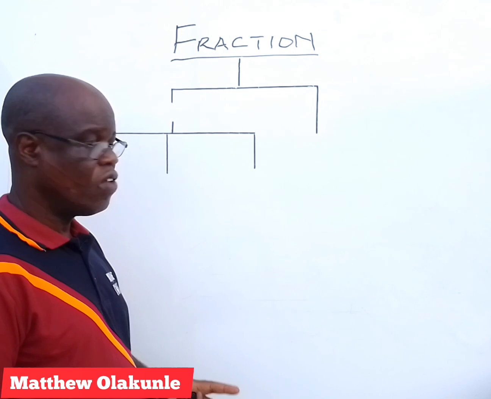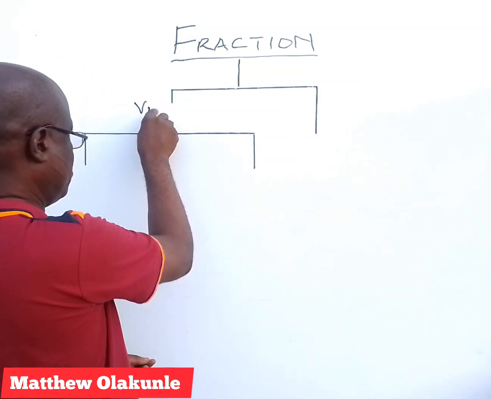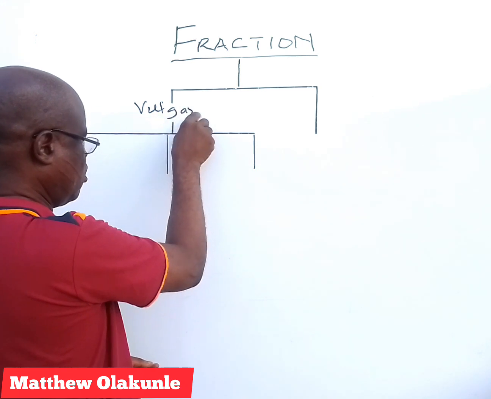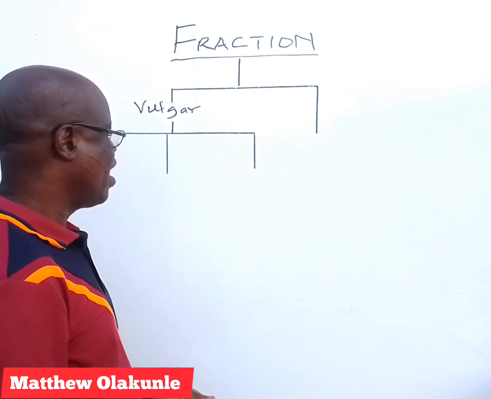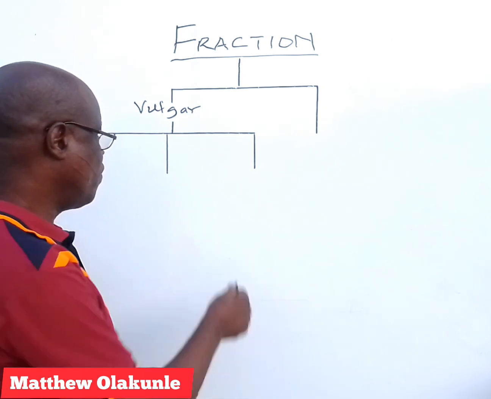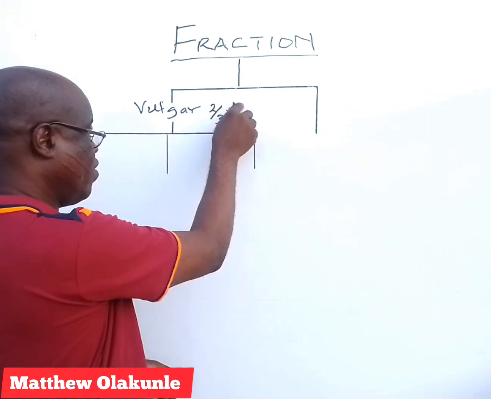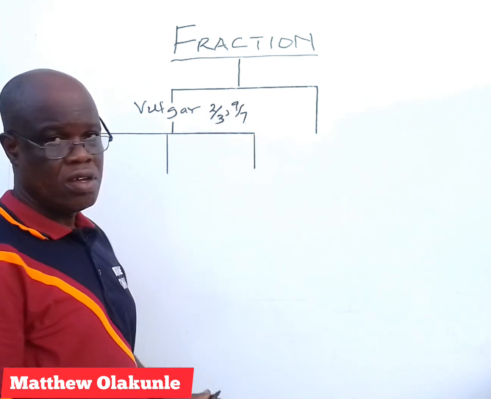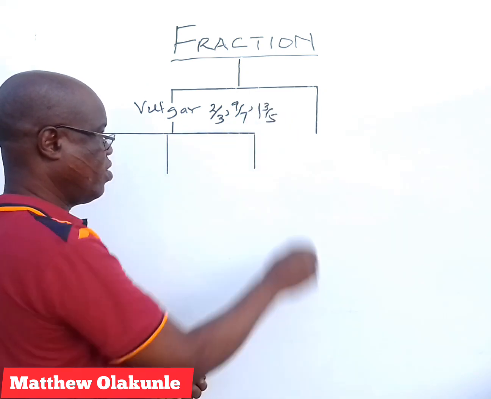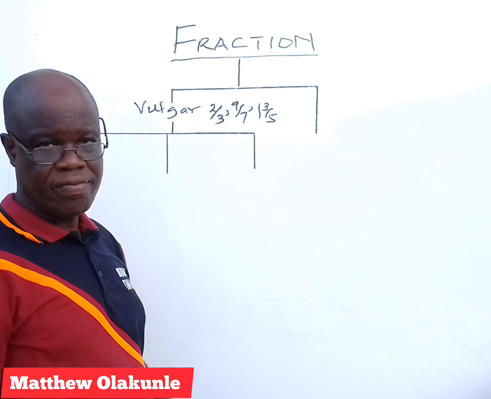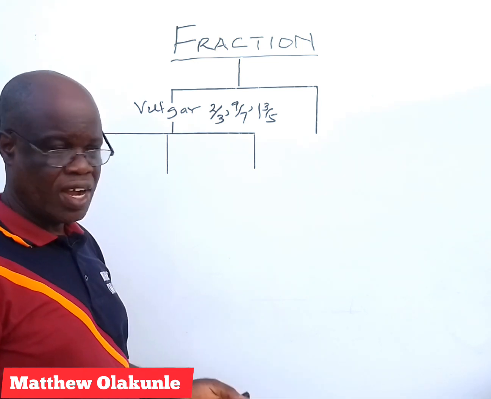Now, there are two types of fractions. The first one is what we call vulgar fractions. Vulgar fractions are what we refer to as common fractions. For example, 2 over 3, or 9 over 7, or one whole number, 3 over 5. All these are vulgar.